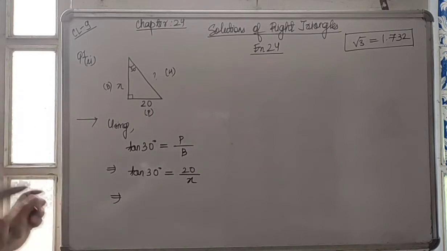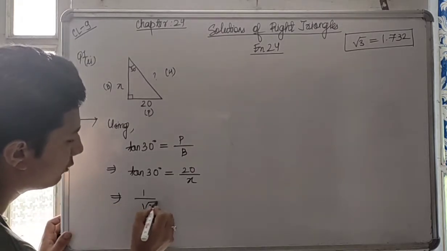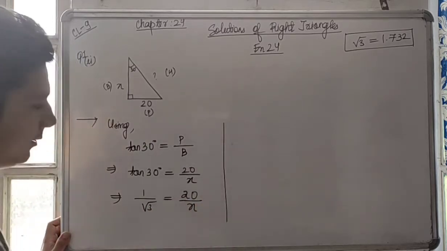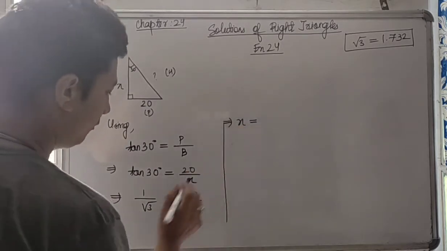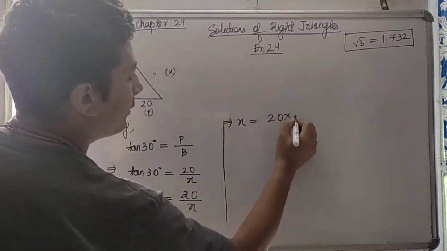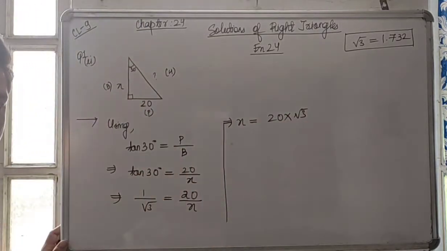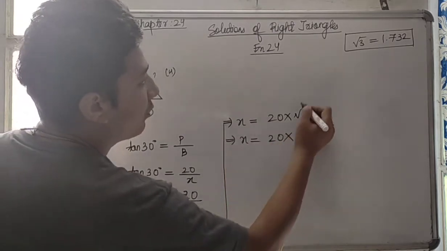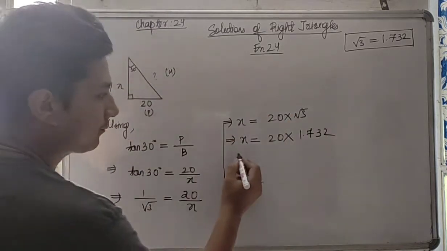Tan 30 degree, again, what is the value for tan 30? If you don't know, the value for tan 30 is 1 by root 3. Please revise it again, boys. Draw a line. So let's cross multiply. x into 1 is x, which is equal to 20 into root 3. Here I can multiply because it is multiplication. The previous one was division, that was difficult. So x is equal to 20 into the value for root 3, which is 1.732. Please remember the value.